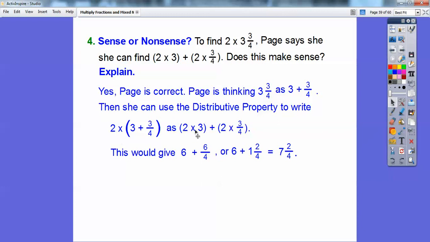All right, so she would have got the same answer, 7 and 2/4, the same way, because 2 times 3 is 6. And then 2 times 3/4, I multiply this 2 times the top number right here, times the numerator. 2 times 3 is 6, 6/4, and 6/4 reduces, 4 goes into 6 one time with 2 left over, so 1 and 2/4. So 6 plus 1 and 2/4 is 7 and 2/4.